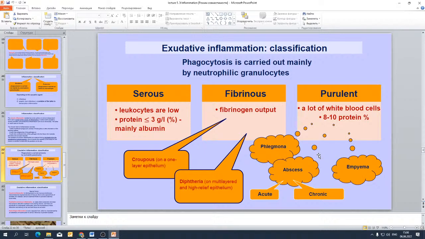and it is divided into two parts, hard and soft phlegmon. If necrosis is present, this forms soft phlegmon. If necrosis is absent, hard phlegmon. Abscess is a limited purulent inflammation. Limited purulent inflammation, and in this there are acute and chronic forms, as I told. Acute and chronic. Abscess is limited.